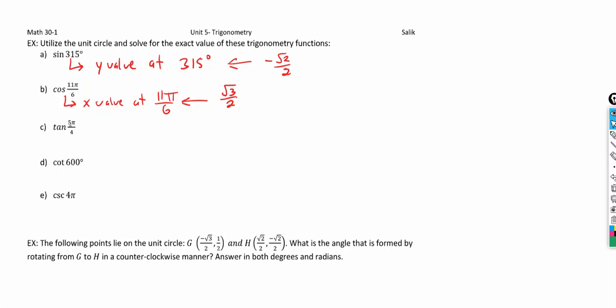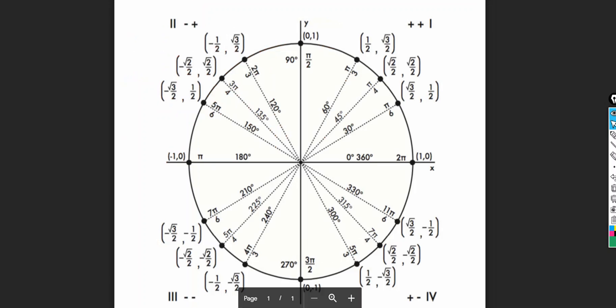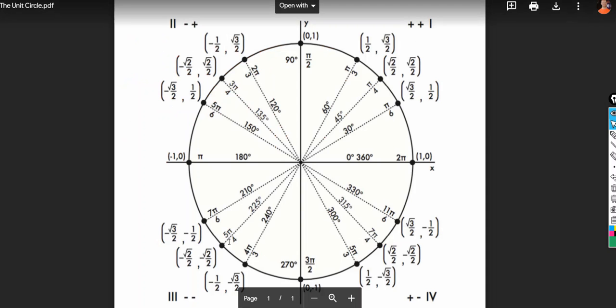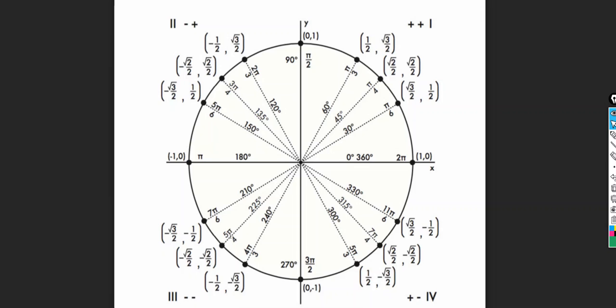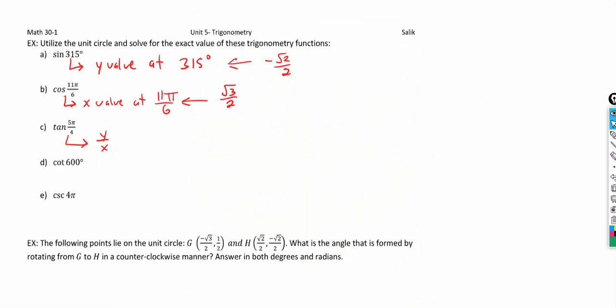Okay, now this one's a little bit trickier because it says, what is tan of 5 pi over 4? So in this case, remember what tan was? Tan was the y value over the x value, right? So we'll have a little bit of math to do on this one. So we'll go to this and say, okay, 5 pi over 4. So 5 pi over 4 was right here, right? Our x value is root 2 over 2, and our y value is root 2 over 2. So in that case, they're both negative. So negative root 2 over 2 divided by negative root 2 over 2.